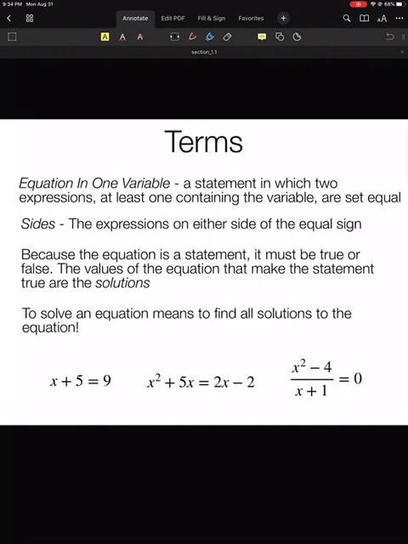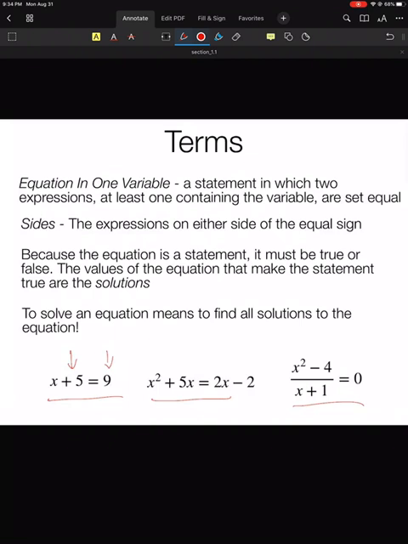An equation in one variable is a statement in which two expressions, at least one containing the variable, are set equal. Okay, so when I say equation, what I mean is this. Okay, these are all examples of equations. So I also talk about the sides of the equation. Okay, and each side of the equation is the expression on either side of the equal sign. Okay, so side, left side, right side.